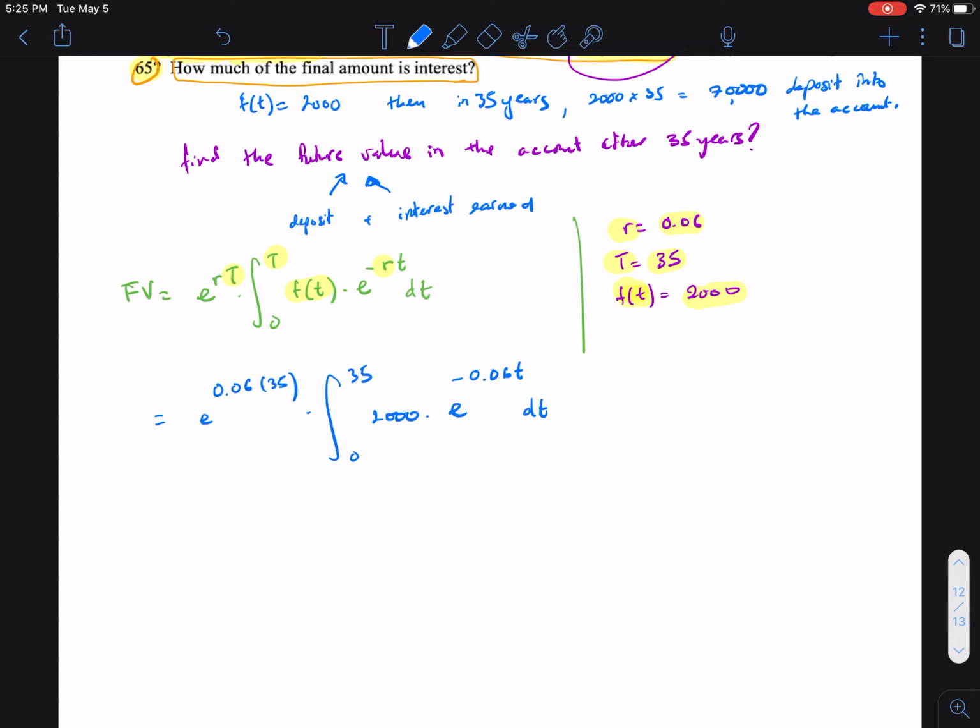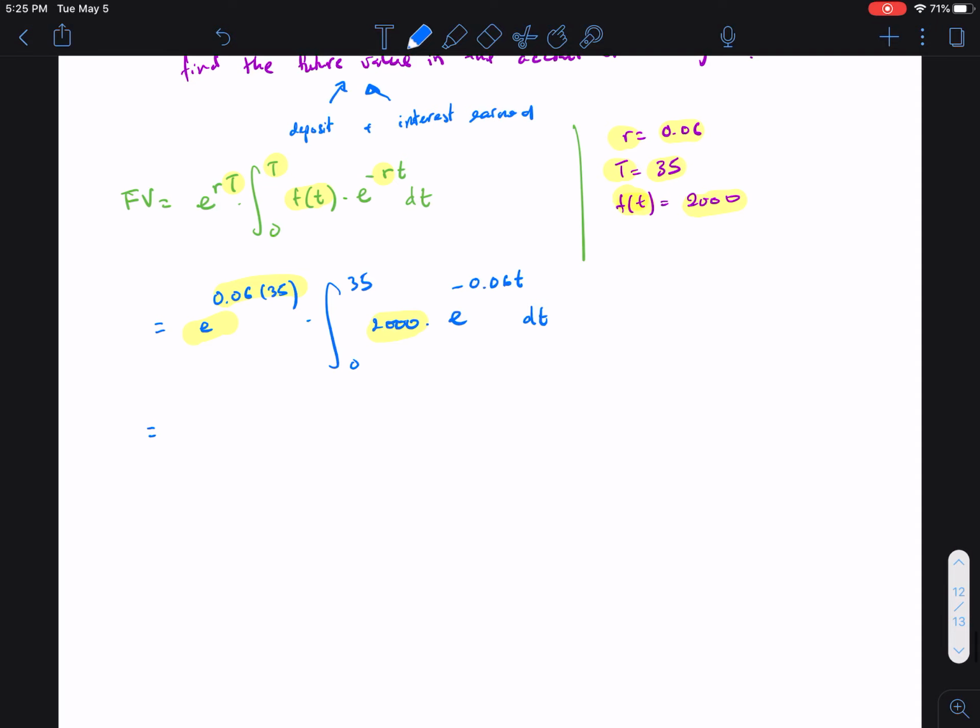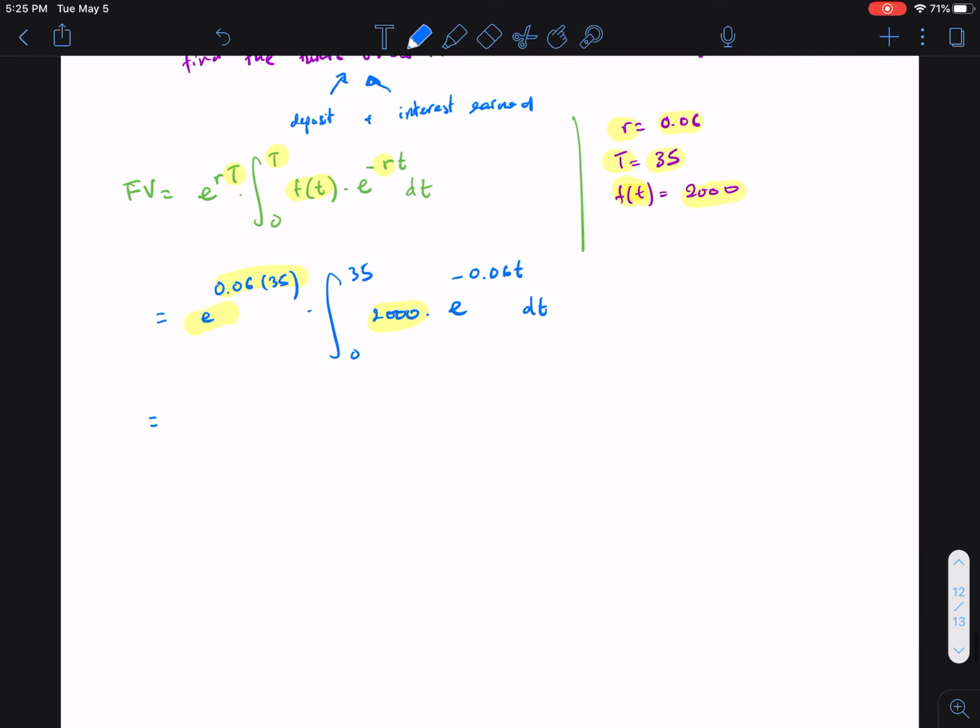Notice that the thing in the front here is a constant, a number. We can also combine it with that constant before we integrate. If you take 0.06 times 35, you're going to get 2.1, and I'm going to bring the 2000 in the front there.